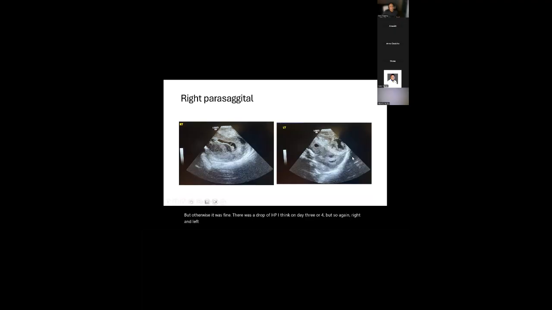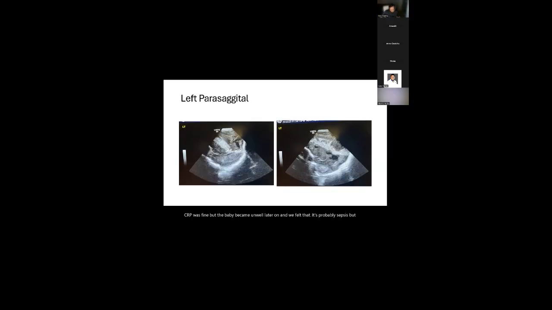So do you think this is bleeding here also? Possibly, but definitely what looks like a mass lesion over here. And the question is intraparenchymal hemorrhage, which doesn't quite fit with the territory. If we look at it, it's extending from the midline to the lateral ventricle with breakdown. CRP was fine, but the baby became unwell later on, and we felt that it's probably sepsis, but we'll get to that.